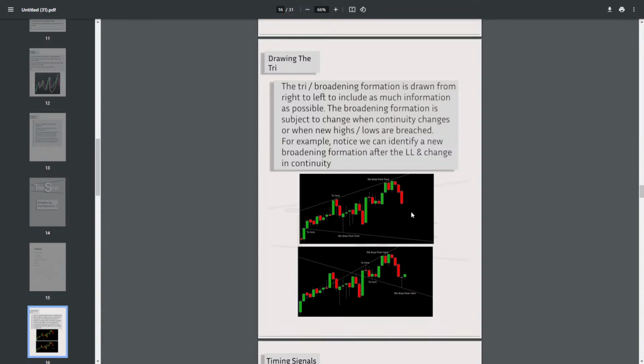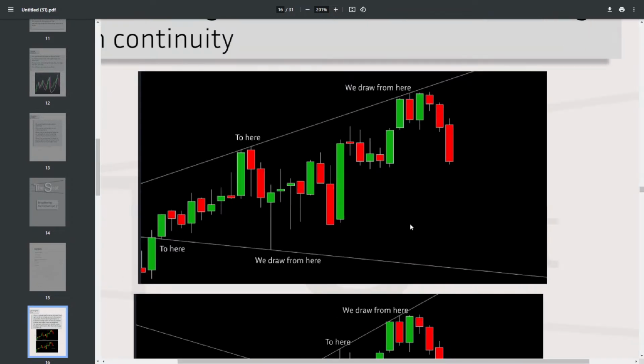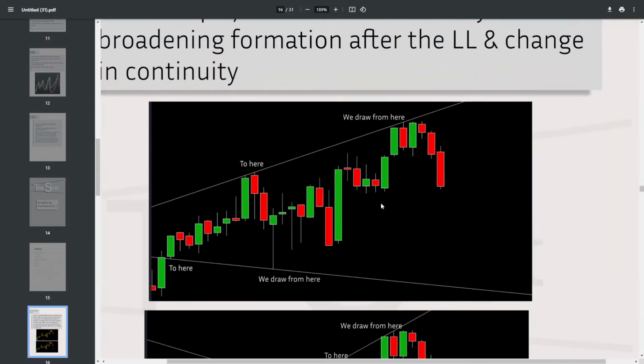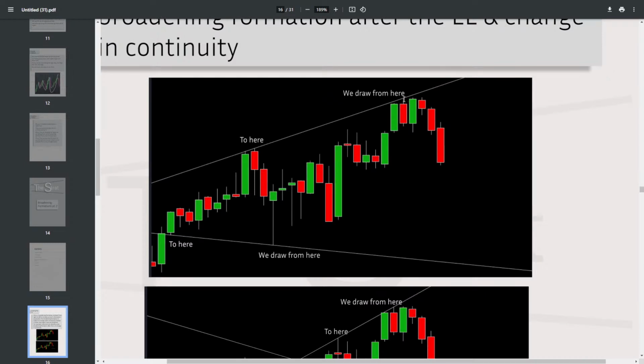So for example, we can identify the new broadening formation between these 2 charts after the lower low and change in continuity. So you'll notice this. Yep, we're doing that now. So when this chart is trading right now, what are we identifying the try as? Well, the bigger try, the bigger broadening formation here is going to be from this high, drawn back to include as much of the previous range as possible. So we draw it to here.